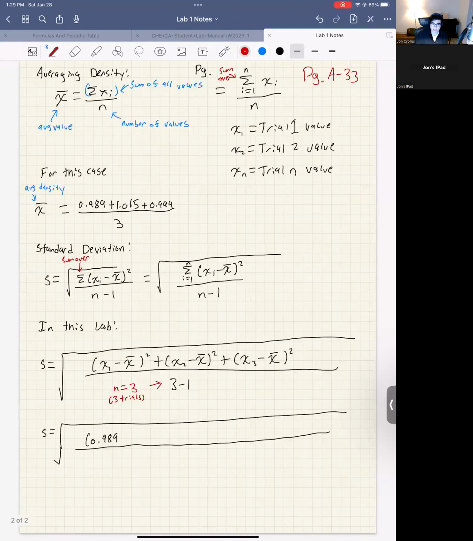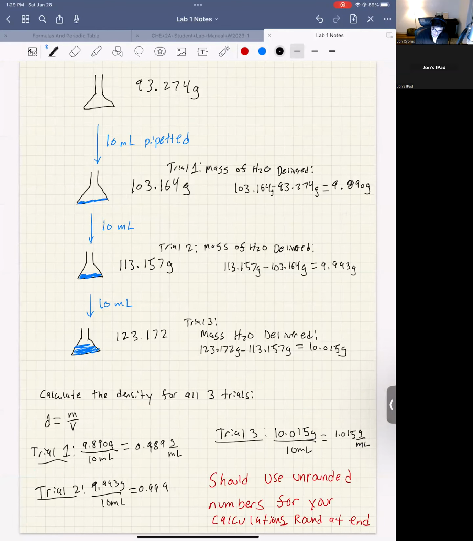So in this case, you would want to actually use your unrounded values for the calculation. Okay. In my case, my unrounded values are not too different here.